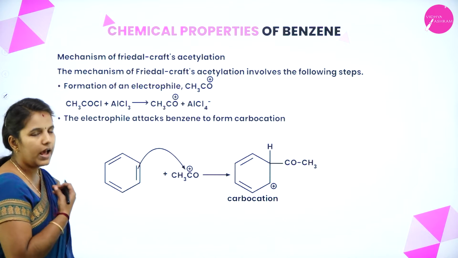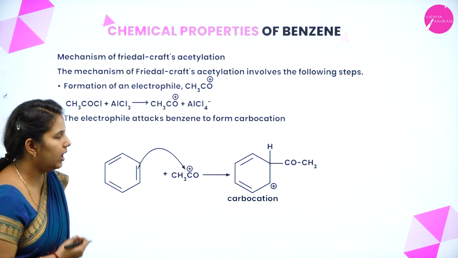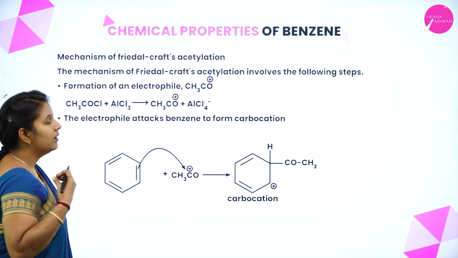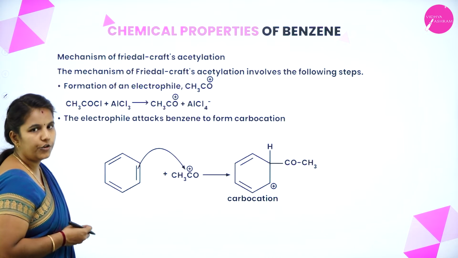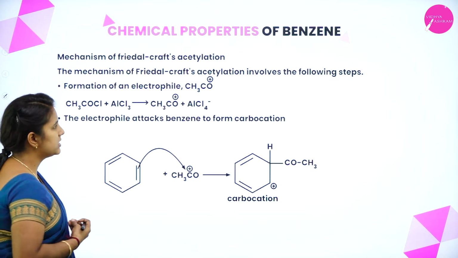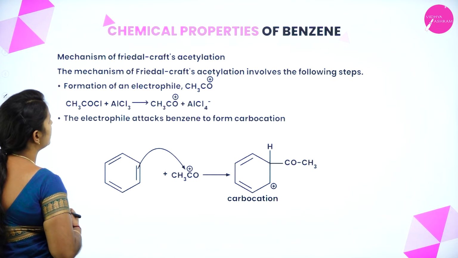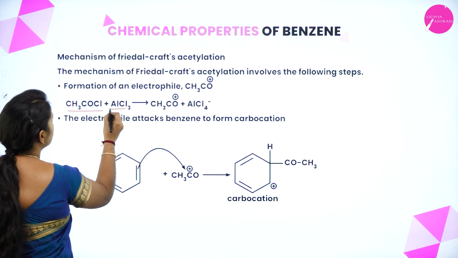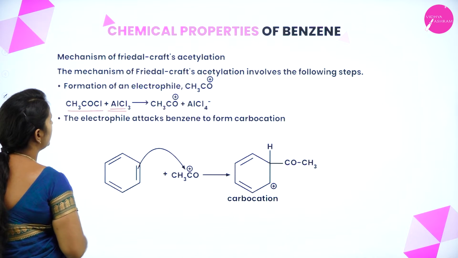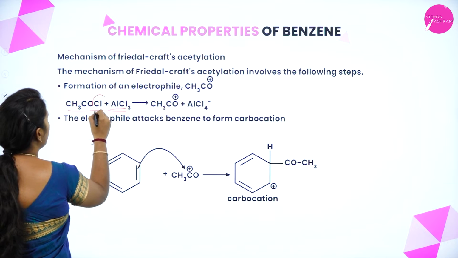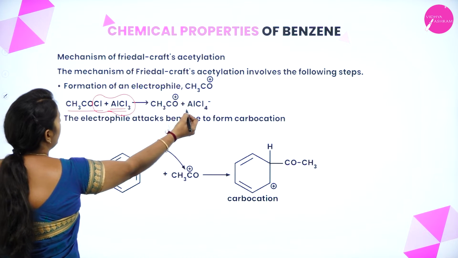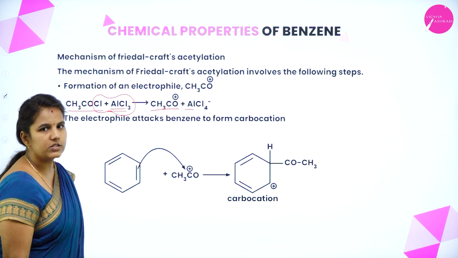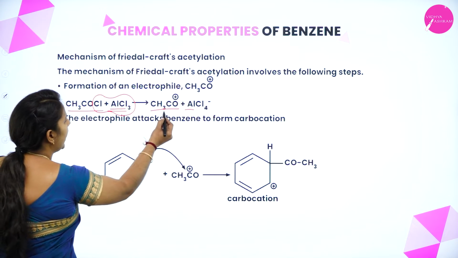So for this also I have written the mechanism here. You can see that in the first step there will be a formation of electrophile. Here the electrophile is nothing but CH3CO+. How will this CH3CO+ be formed? We know that the acid chloride reacts with the anhydrous aluminium chloride. The Cl combines with the AlCl3 and forms AlCl4-, and the CH3CO+ ion will be generated. This is my electrophile.